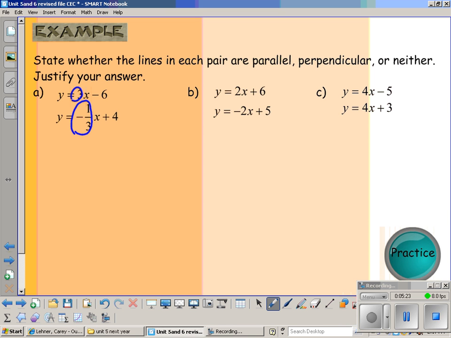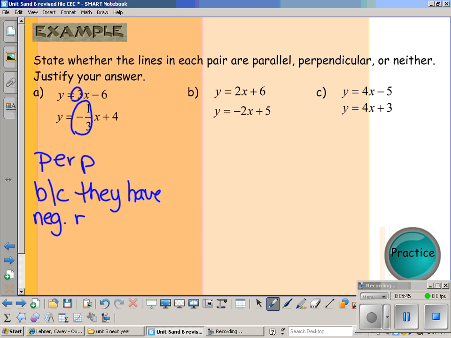In order to be parallel, they need to be the same. They're not. In order to be perpendicular, they need to be negative reciprocals. They are. The reciprocal of 3 is 1/3, and they are opposite signs. So these are perpendicular because they have negative reciprocal slopes.